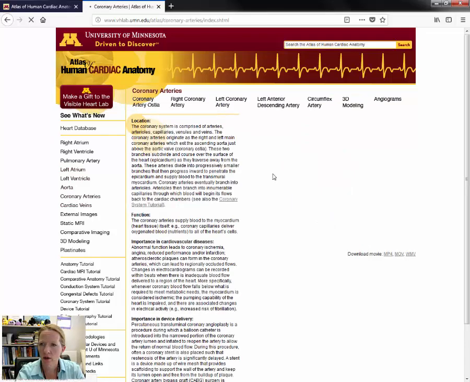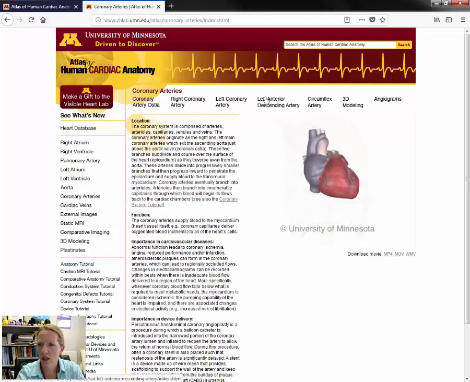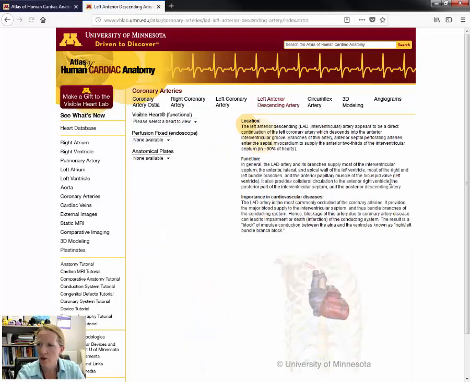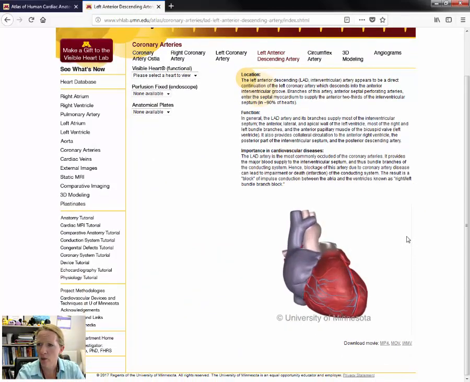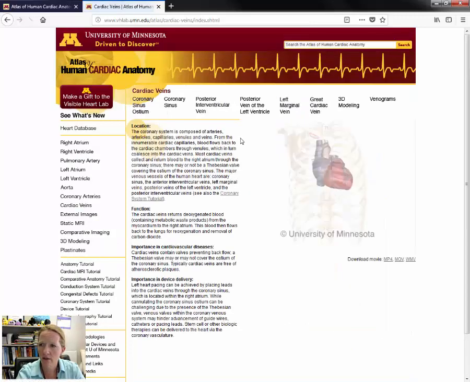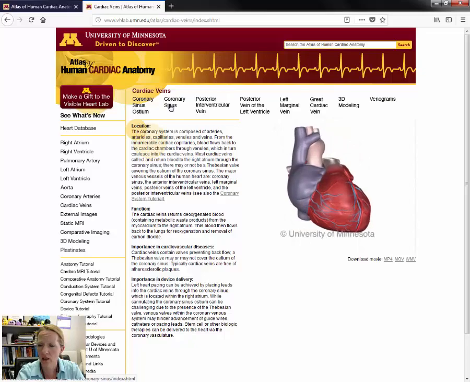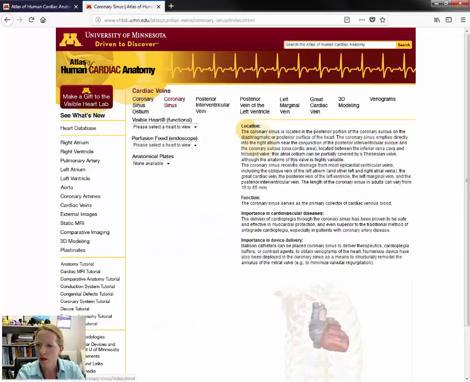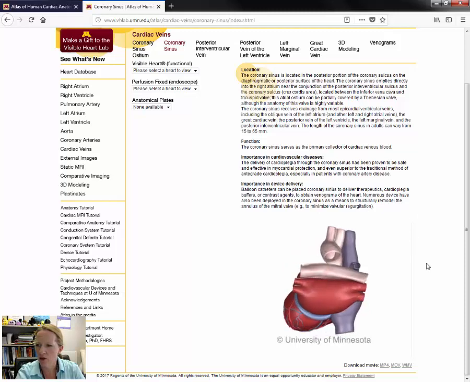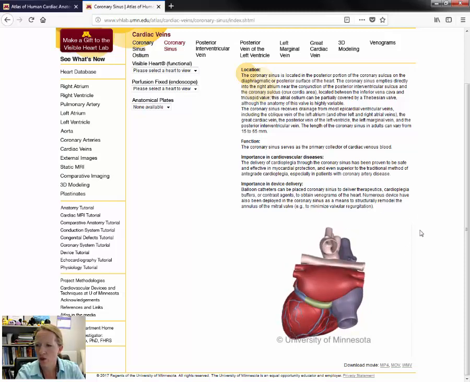But let's take a look at the coronary arteries and what it has. The one I told you that you had to know for lecture was this one. So if we click on it, it's going to bring up which one is the left anterior descending artery, that big giant one that's right there. If we go to the cardiac veins, or the coronary veins, let's take a look at that coronary sinus. It even tells you the importance of delivery and things like that. Coronary sinus, it flips into the back, shows you where it's going to be.